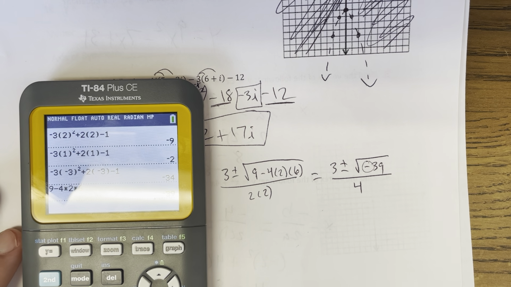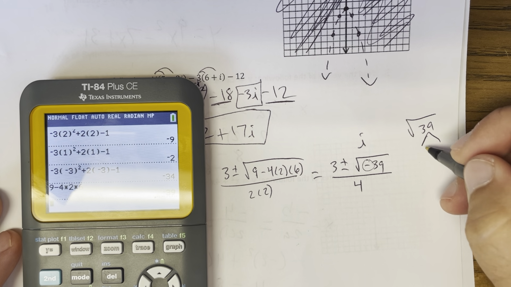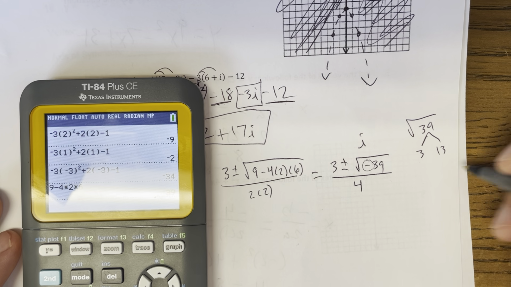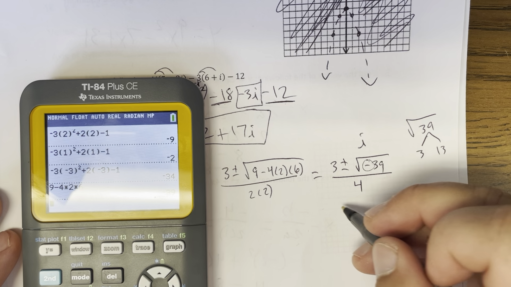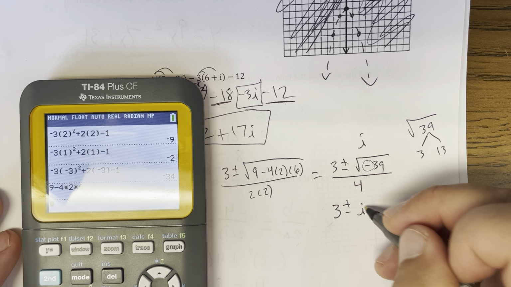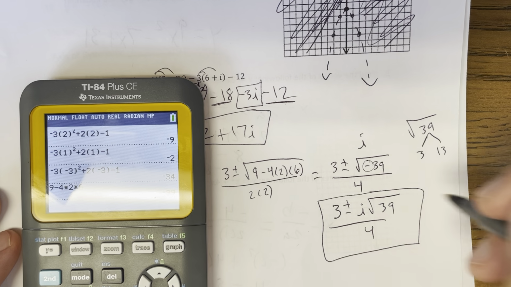Anytime I see a negative under the square root, I know I'm going to be pulling out an i. But I can also go out and see, okay, can I simplify the square root of 39? That's 3 and 13. That didn't go any lower. There's no pairs, and so the only thing I can pull out is an i. 3 plus or minus i square root of 39 over 4. That's my answer.